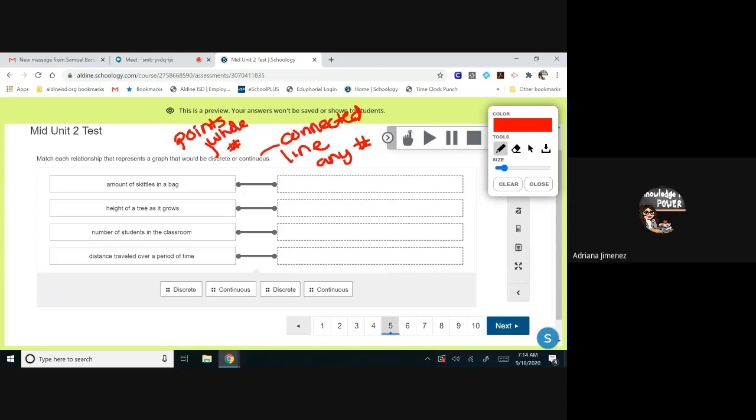The height of a tree as it grows. The number of students in the classroom and the distance traveled over a period of time.